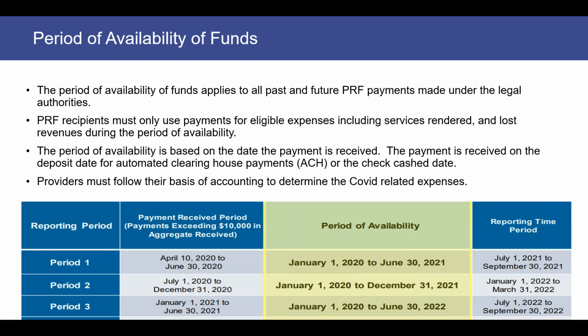So the portal opened July 1st, 2021, and you have until September 30th of 2021 to report on this period. Keep in mind, there are no extensions. This is your hard deadline. And if you do not comply with this deadline, they state on their website and in their FAQs that you are going to be considered not compliant, and as a result, they can recoup these funds.